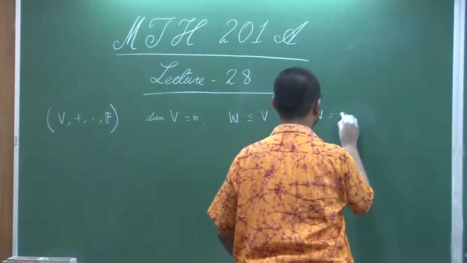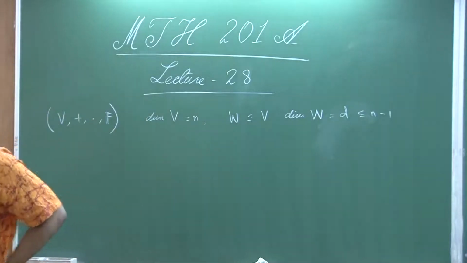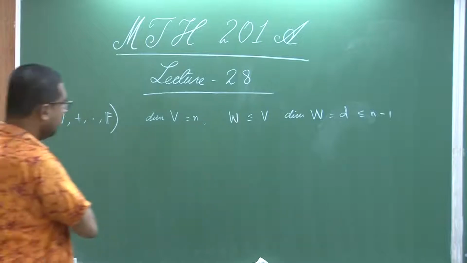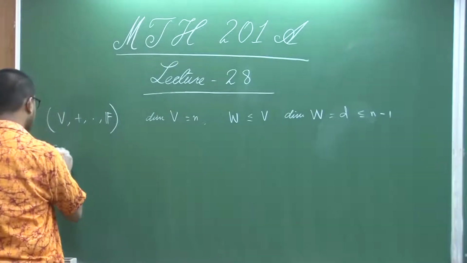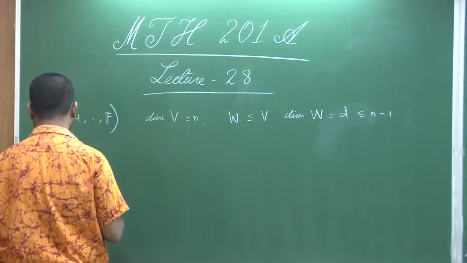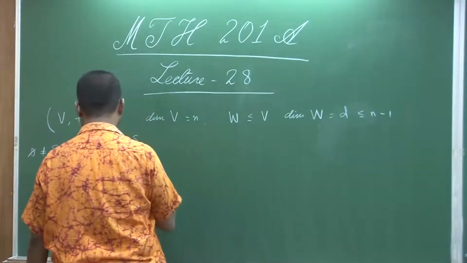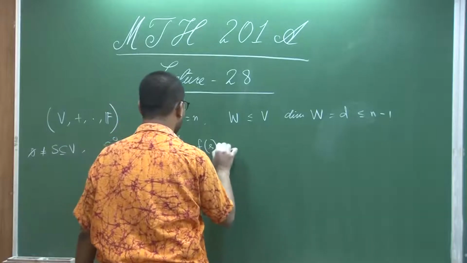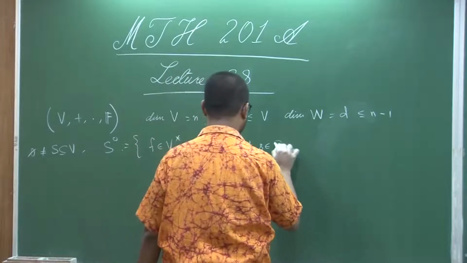So, let us say dimension of W equals d, which is less than n. Then we will show that there are n minus d hyperplanes whose intersection is W. So, for that, let us recall that given a non-empty set S of vectors in V, we have the annihilator of that set S defined as the set of all f in V star such that f of s is 0 for all s in S.